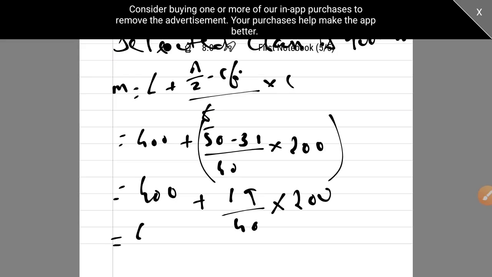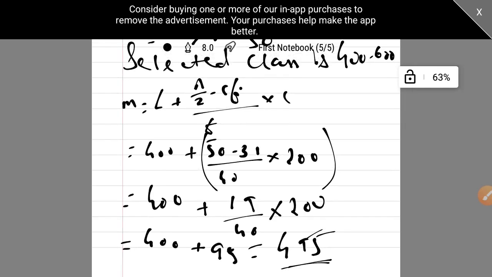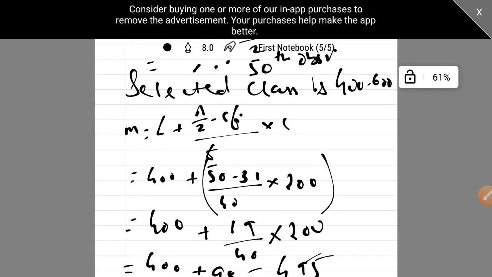If you solve everything, that is 19 into 200 upon 40. You will be getting 95. Now 400 plus 95 is 495. Okay, so this is your answer. So we have done this sum also. What sum have we done? 3.4, the fifth sum.